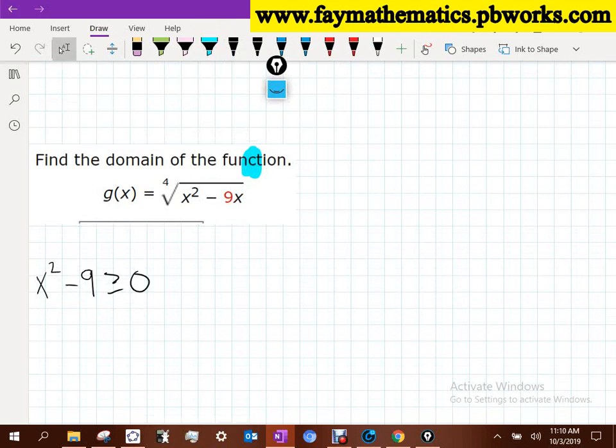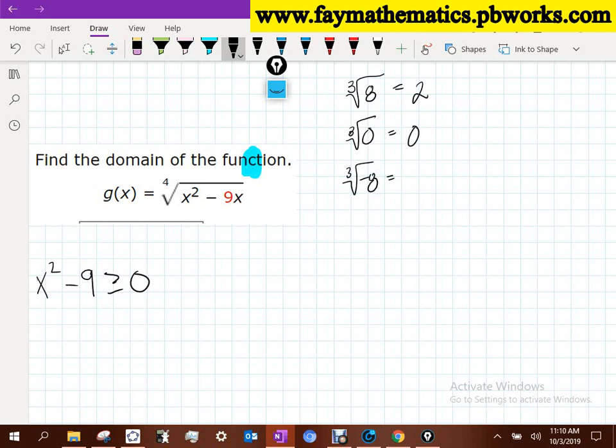But if that's an odd number, think about this. Can you take, let's just go with 3 right now, the third root of 8? Can you think of something that multiplies by itself 3 times to give you 8? 2. Can you take the cube root of 0? Can you think about something you multiply by itself 3 times to get 0? 0. Can you take the cube root of negative 8? Negative 2. Okay, because cube root is a number that multiplies by itself 3 times to get the radicand, right?